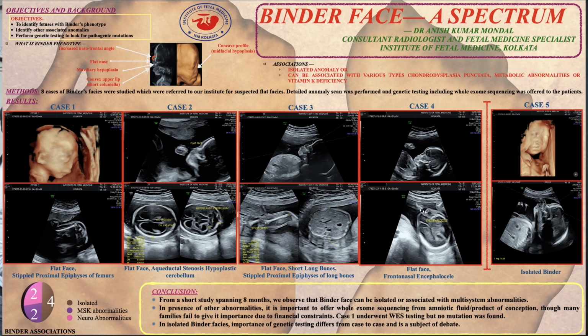So in conclusion, we can see that the Binder face can be isolated or associated with multisystem abnormalities. In the presence of other abnormalities, it is important to offer whole exome sequencing from amniotic fluid or product of conception, though many families fail to give it importance due to financial constraints. Case 1 underwent whole exome sequencing from the product of conception, but no mutation was found.